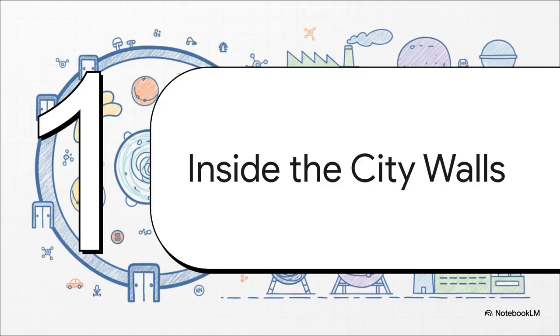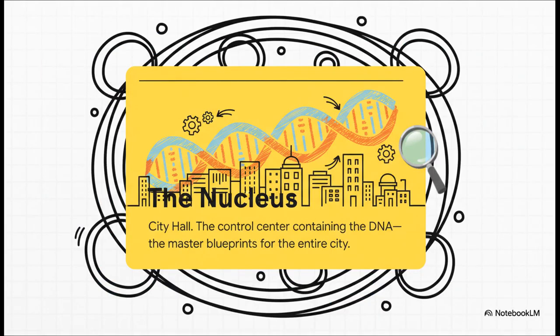Okay, so we've checked out border security. We know how traffic is managed. Let's actually go inside the city walls now and see the main attractions, what biologists call the organelles. And our first stop, you can't miss it, it's the biggest building in town, the nucleus. This is basically City Hall. It is the command center for the entire operation. This is where the cell holds its DNA.